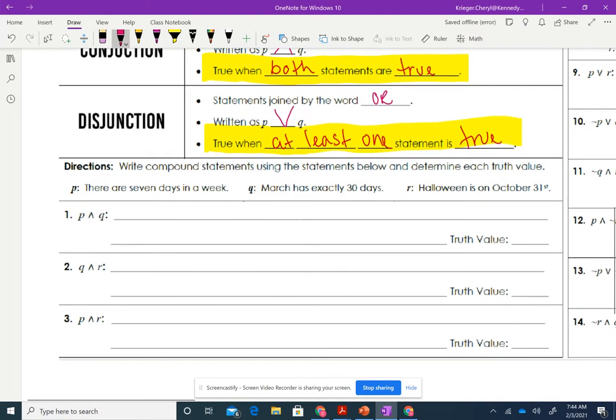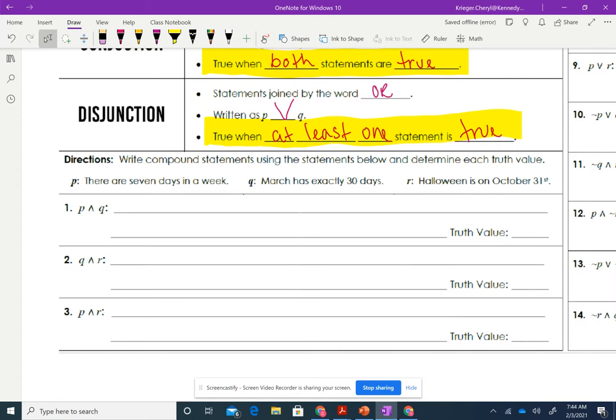All right, so here are our directions for the notes today. Write the compound statements using the statements below and determine each truth value. There are 7 days in a week. March has exactly 30 days, and Halloween is on October 31st. Before we start, let's label these statements as true or false. Are there 7 days in a week? Yes, so P is true. March has 30 days. Q is false because March has 31. And Halloween is on October 31st is true. So we have true, false, and true.